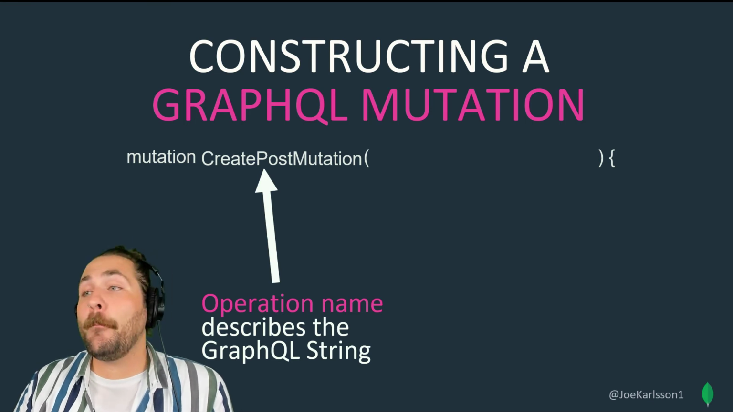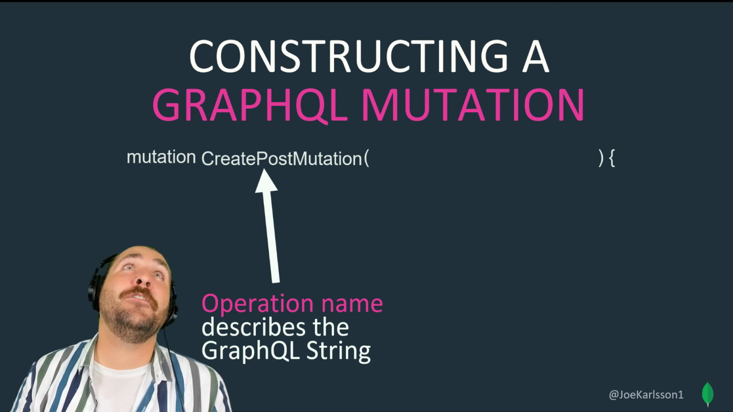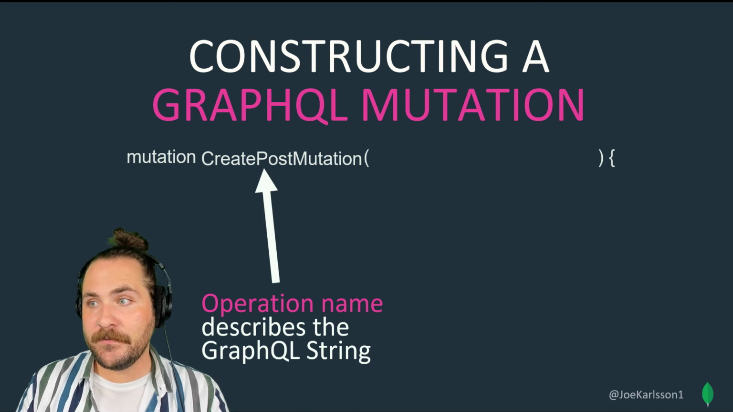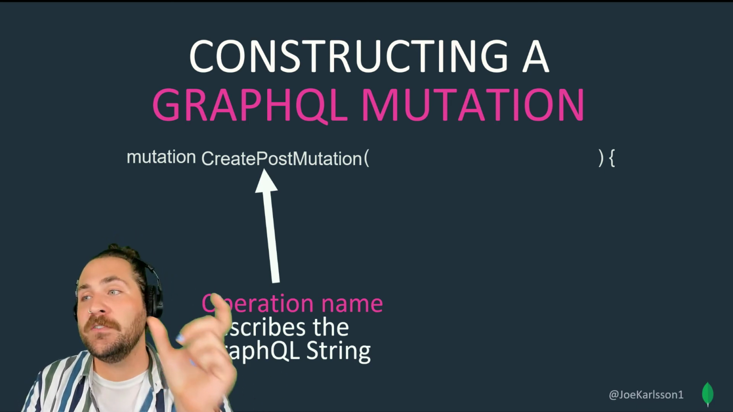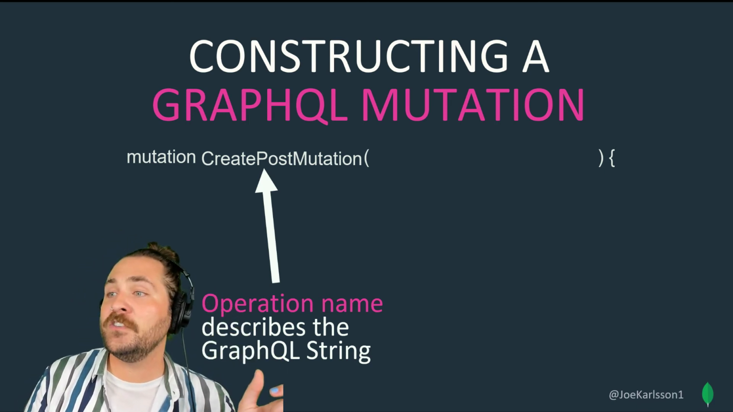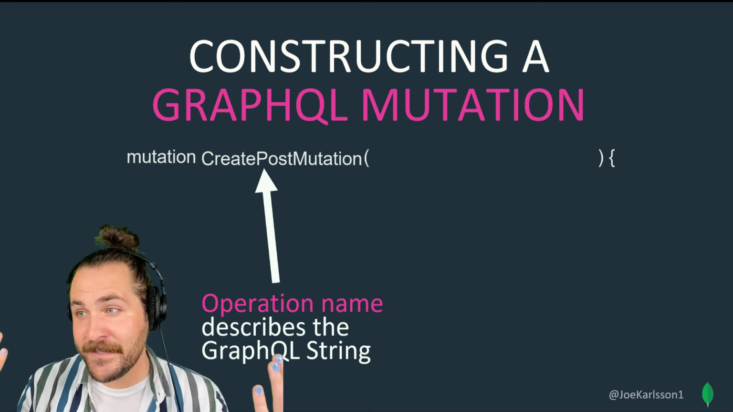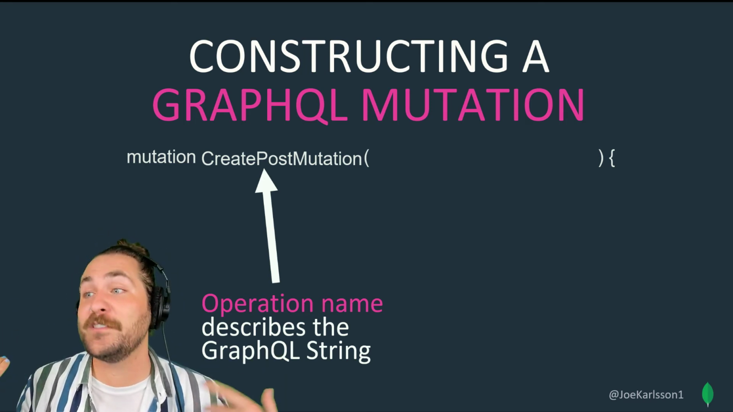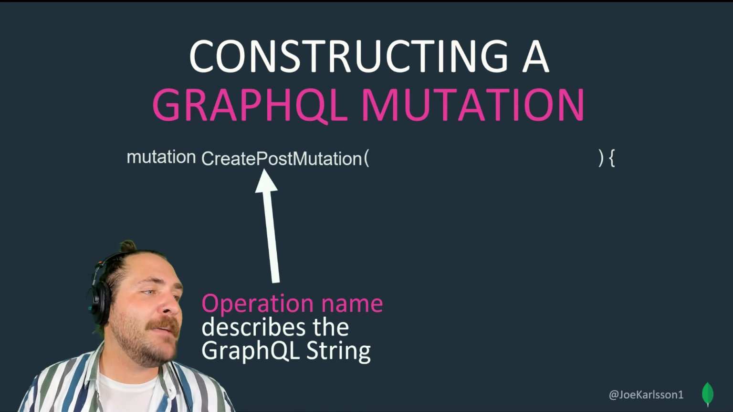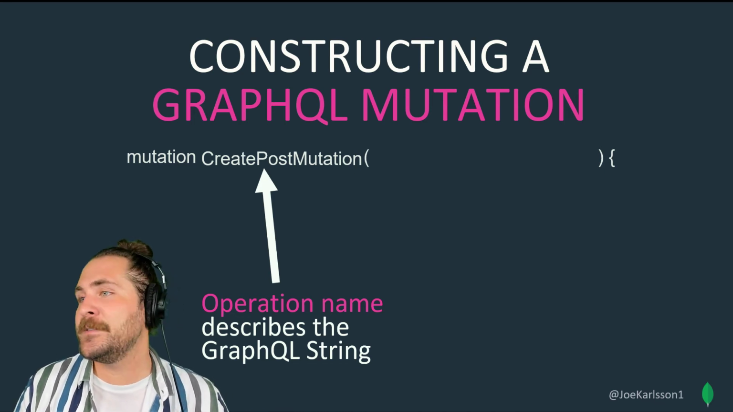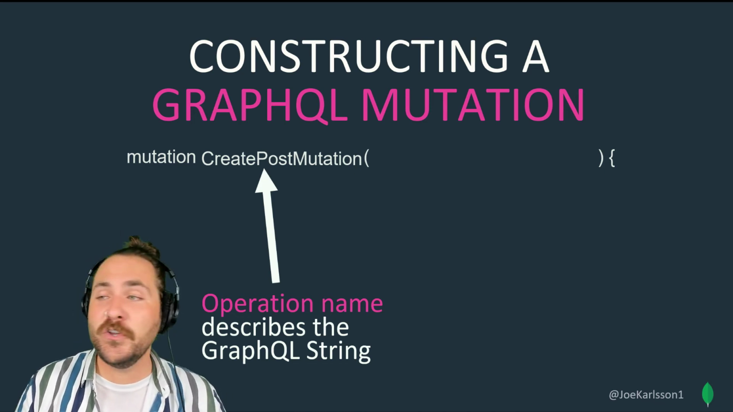Next, you can make an operation name. Think of this as a function name like you would have in JavaScript. It describes the mutation that's going to be happening so you can reuse it. It basically just makes it easier for humans to understand what this query is actually doing or how it's being used. So I have a mutation. I'm calling it createPost. It's going to be pretty clear this is going to be creating a brand new InstaPost.